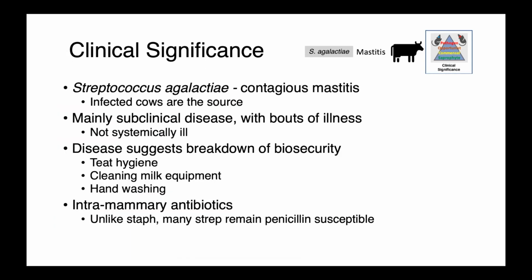Starting off with strep agalactiae and mastitis in cattle. This is a cause of contagious mastitis, meaning that infected cows are the source for the herd as a whole. This is mainly subclinical disease with bouts of illness, and the animals, generally speaking, are not systemically ill. Presence of this disease suggests that there's been a breakdown of biosecurity, so perhaps teat hygiene, milk equipment not being cleaned adequately, or inadequate hand washing. Treatment often involves intramammary antibiotics. And unlike staph, many streptococci fortunately remain susceptible to penicillin.